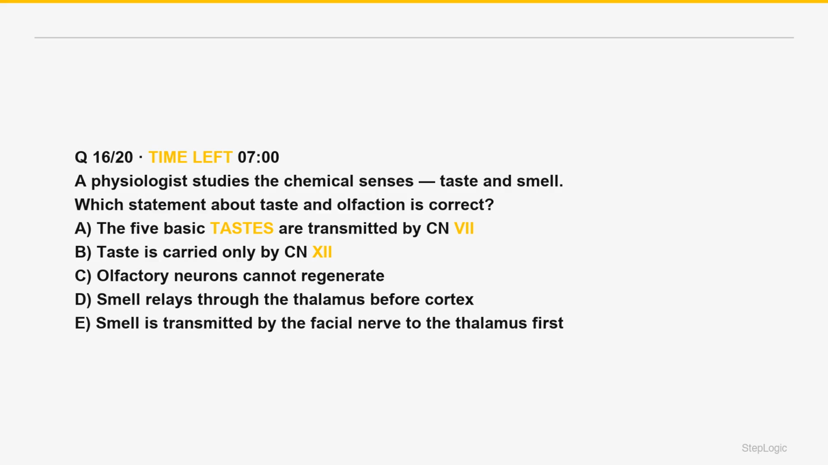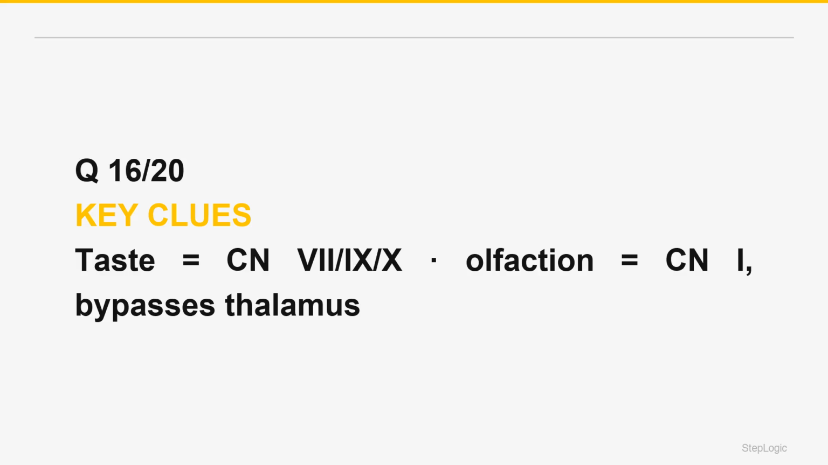Which statement about taste and olfaction is correct? A physiologist studies the chemical senses, taste and smell. Read the command: which taste and olfaction statement is correct. Taste: CN 7, 9, 10, five tastes. Olfaction: CN 1, bypasses thalamus, regenerates from basal cells.